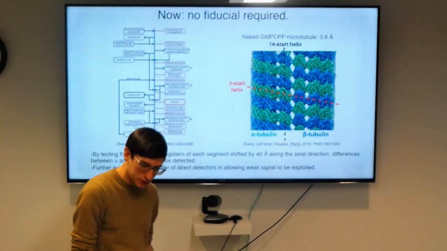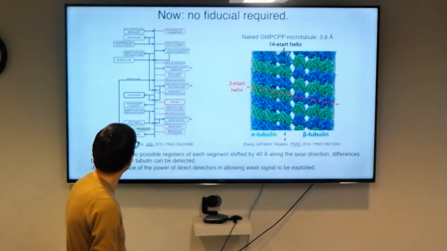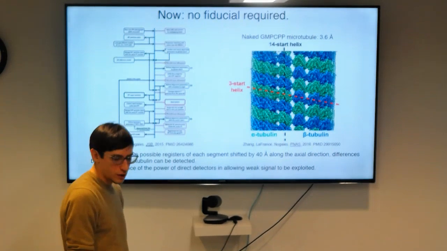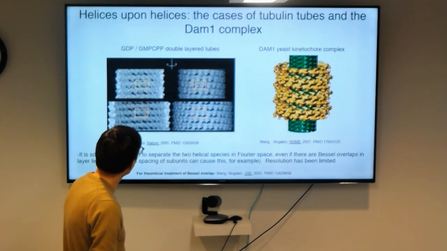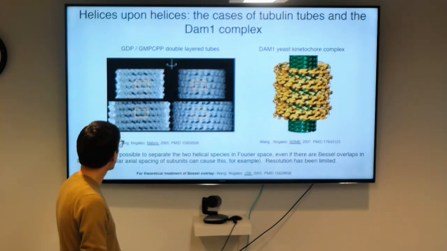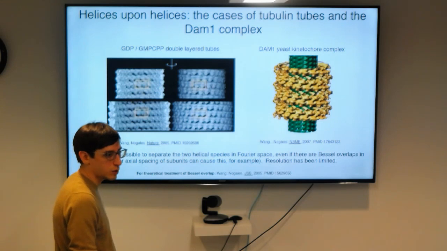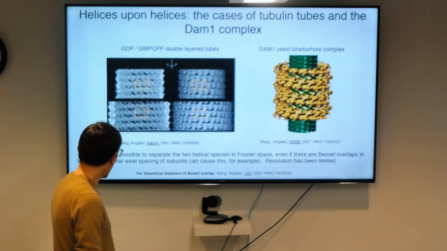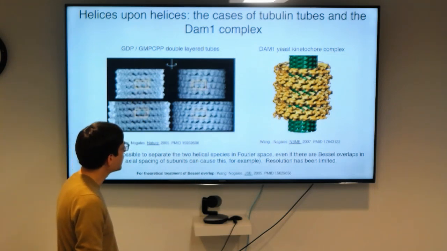All right. So I'll just close here by going through a couple more examples of dealing with things binding to your helix. If you have a helix on top of your helix, which was observed a couple of times with microtubule specimens, it is sometimes possible to separate the two helical species in Fourier space. I'm not going to go into detail about this, but I'll point you to these papers if you want to read about how to do that.